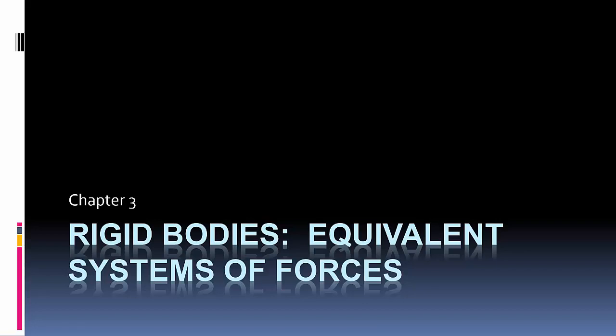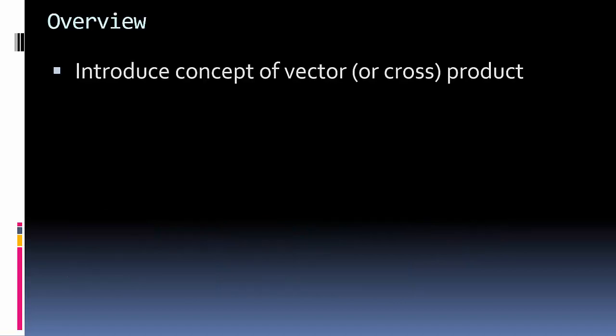Welcome to Engineering Mechanics Statics, Chapter 3, Rigid Bodies and Equivalent Systems of Forces. Okay, we're going to go over some new things in this chapter. We're going to introduce the concept of vector or cross product. The text will refer to it as a vector product. Most people refer to it as a cross product.